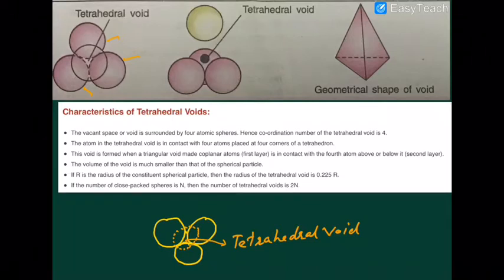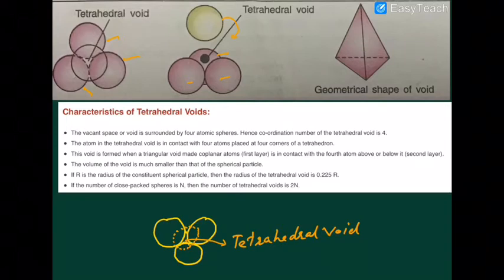Look at that here also. These are the atoms in the same plane, and this yellow atom is coming from the top, and you can see a black dot there. That dot represents the tetrahedral void. Now the geometrical figure is like that. The geometrical shape of the void means the void has been surrounded by four different atoms.